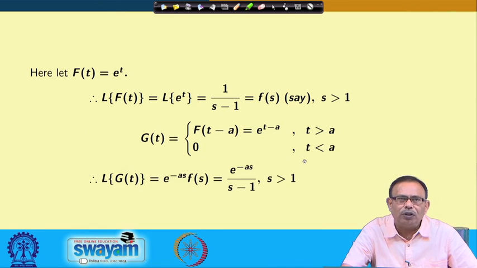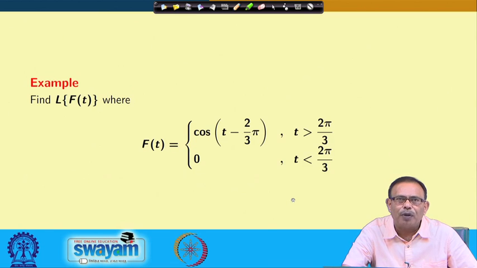So, if you take the Laplace transform of g t, in the earlier slides we have shown that it is nothing but e power minus a s into F s, where the Laplace transform of f t, that is e power t, is 1 by s minus 1. So the value becomes e power minus a s by s minus 1.